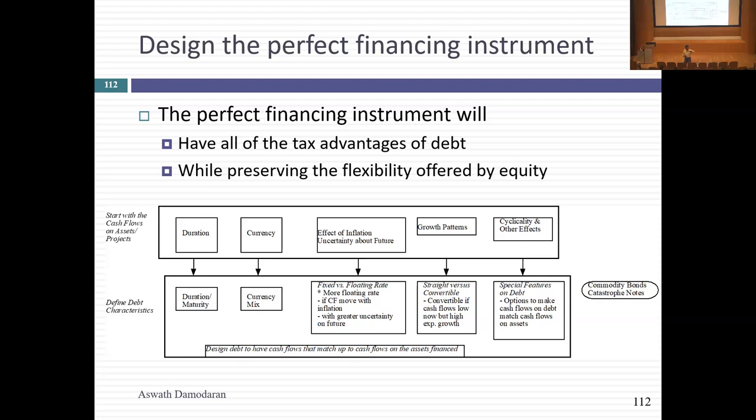You might say, well, you can't do that. You can. It's called a catastrophe bond. They're issued by small insurance companies because if they did not have those protections, they could never borrow money. Now, this is not a free lunch.